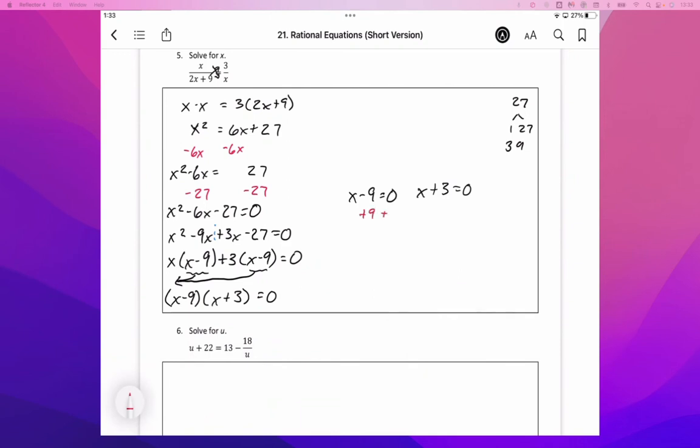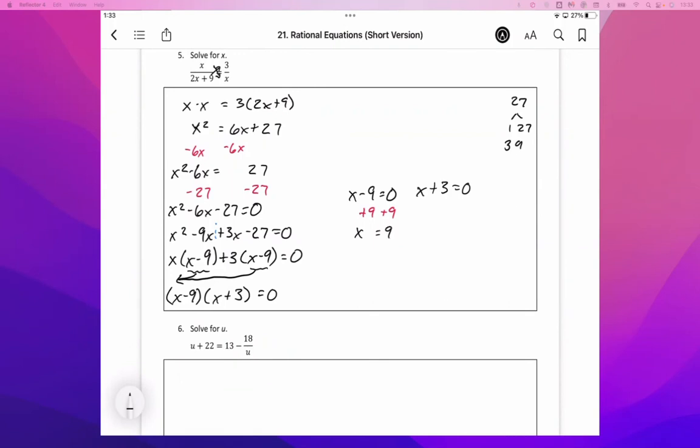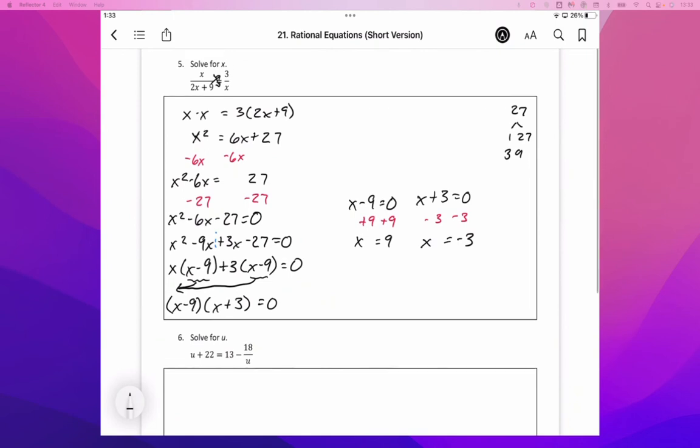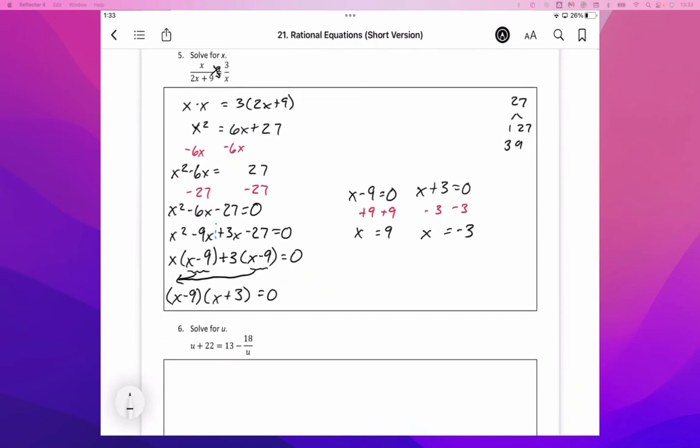So we're going to add 9 to the left. x is equal to 9. We're going to subtract 3 on the right, and we get x is equal to negative 3. And then the last piece is to just take a look and see if 9 or negative 3, if we put those in the denominator of those fractions up there, would it cause them to be 0? And the answer is no. So our solution here is x equals 9 or x equals negative 3.